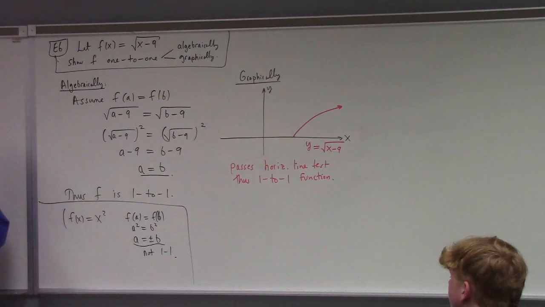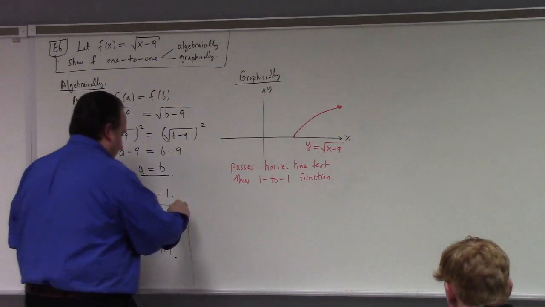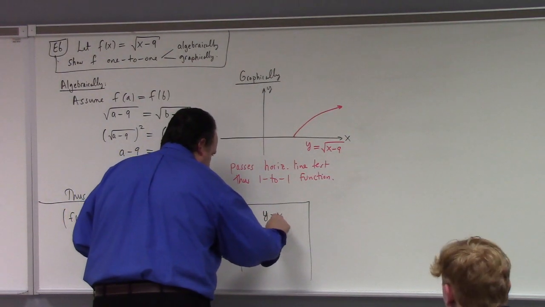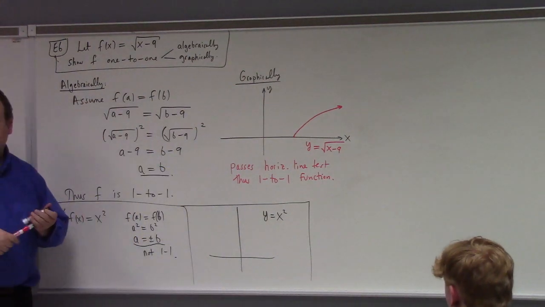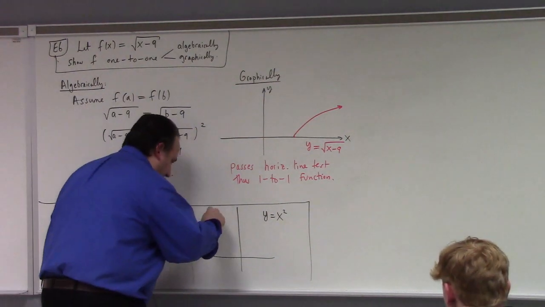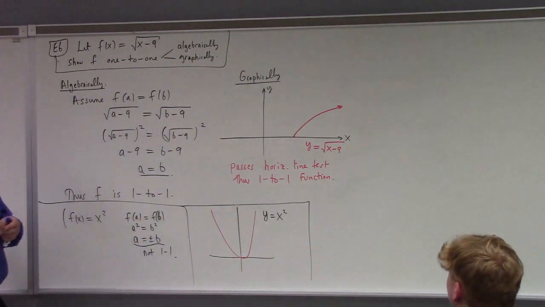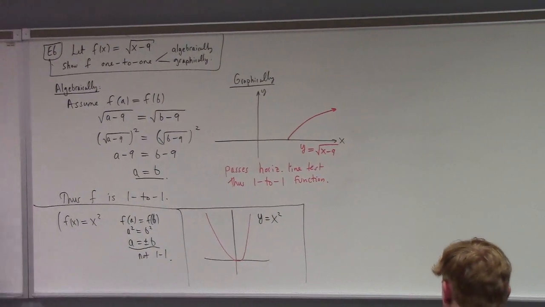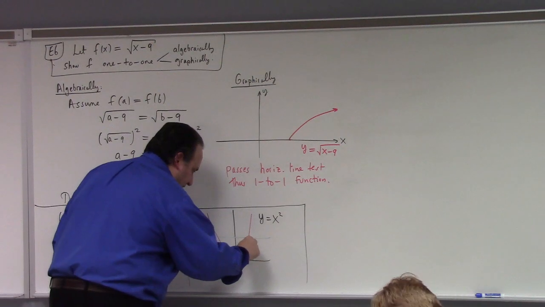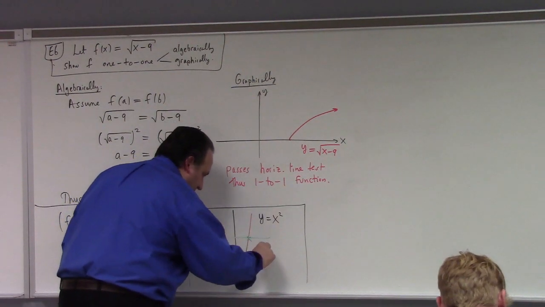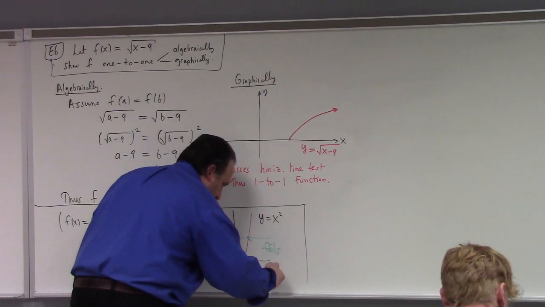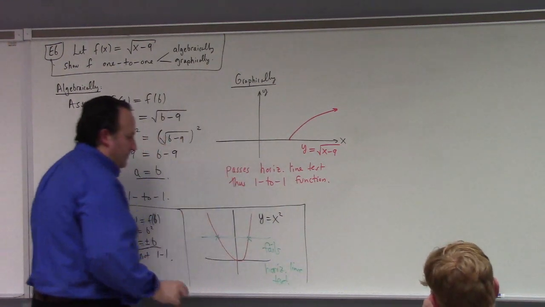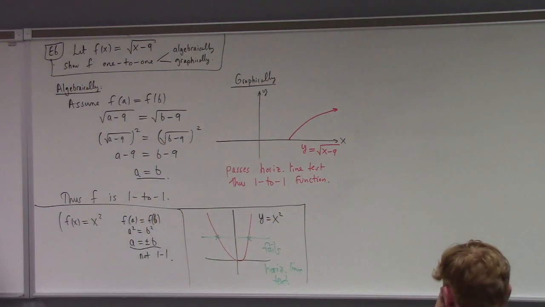Keeping with my counterexample, since you asked me about it, what would the graph of y equals x squared look like? The y equals x squared graph is a parabola. And that guy fails the horizontal line test, you see, because any positive horizontal line like this cuts through 2 points, right? Fails the horizontal line test. Therefore, it's not a one-to-one function.